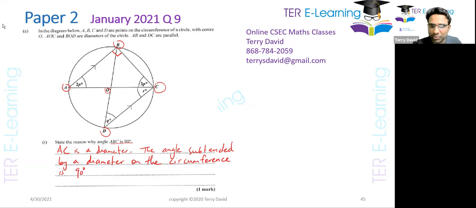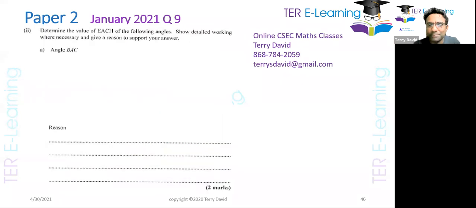Any reasonable answer will work for 1 mark. You can also say the angle in a semicircle is 90 degrees. Essentially, what we are saying is that on the two ends of the diameter, A and C, if we make an angle by going towards the circumference, which is at B, you're going to get 90 degrees. So any reasonable answer will work here.